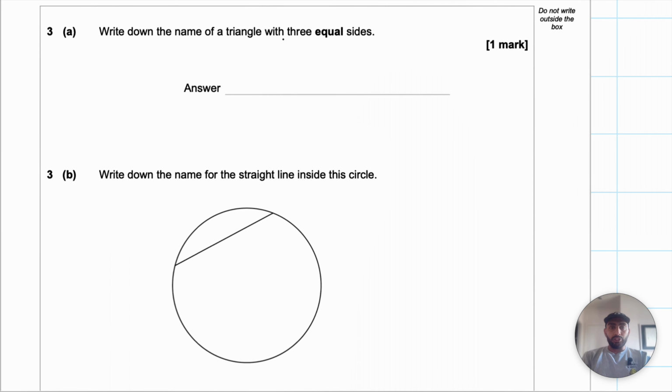Question 3, write down the name of a triangle with 3 equal sides. That would be an equilateral triangle. Equal, and that's equal. That's one way that you can remember it.